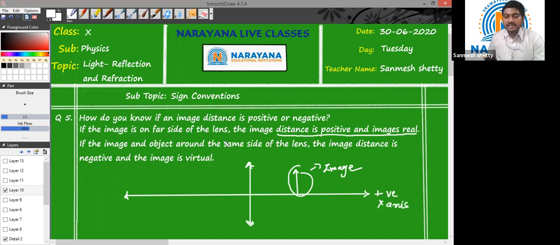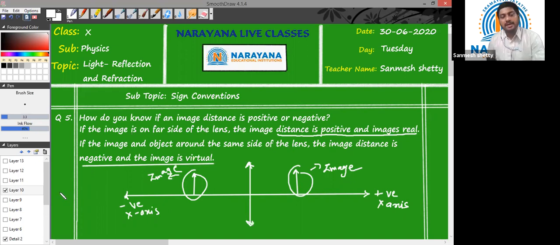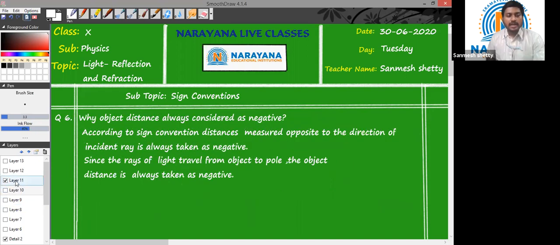And if the image is formed on the same side of the lens, for example, image is formed here, just as we saw in the case of concave lens, then this is my negative x-axis. So I can say that the image distance is negative and the image is virtual. Image distance is negative and image is virtual. So with this sign convention, we can determine whether the image distance is positive or negative. I hope the point is clear. Let us proceed to our next question.